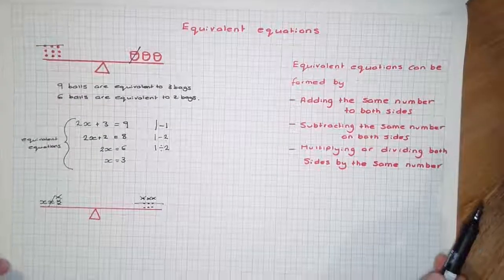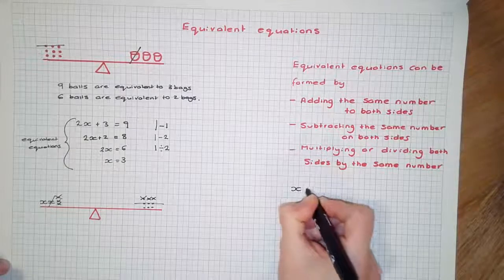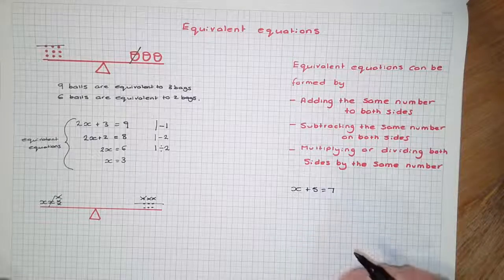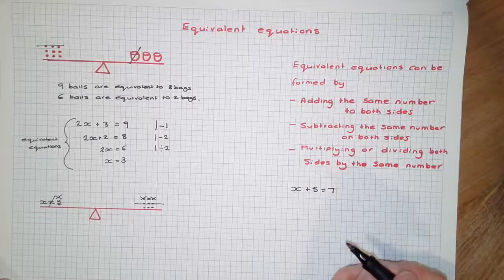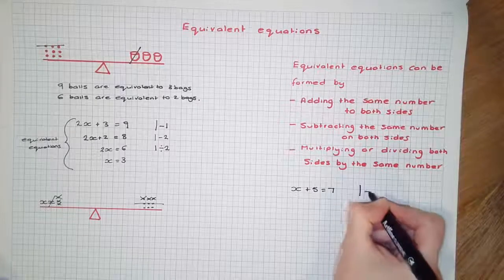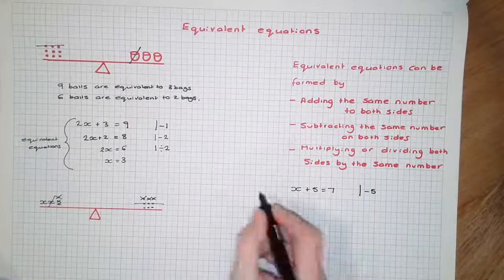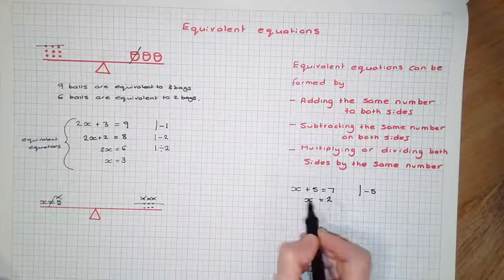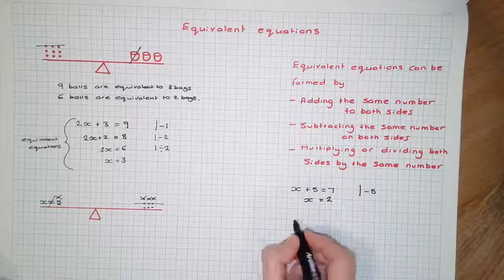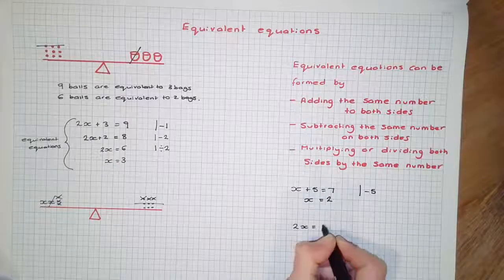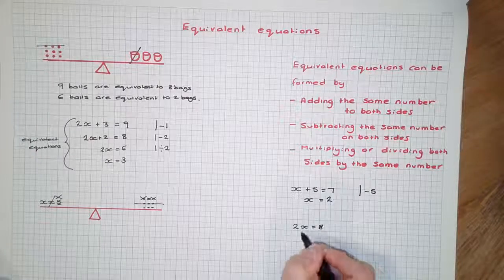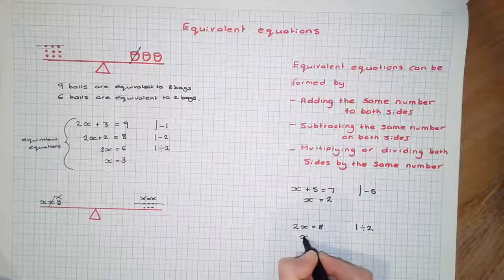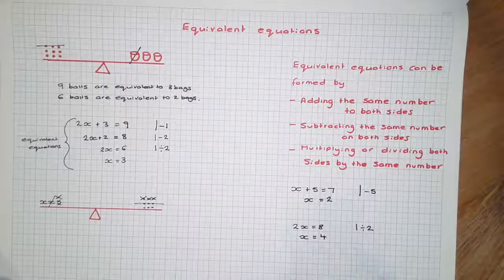Let's do some examples. Let's take x + 5 = 7. Let's say we want to subtract 5 from each side to make an equivalent equation. I'm going to subtract 5 from each side. On the left-hand side, I would have x, and on the right-hand side, I would have 2, keeping the equation balanced. Let's try another one. 2x = 8. This time, I'm going to divide both sides by 2. 2x divided by 2 is x, and 8 divided by 2 is 4.